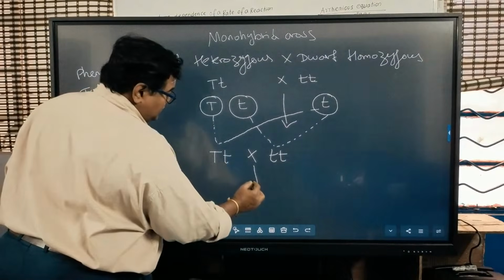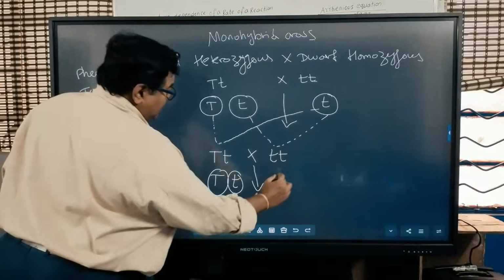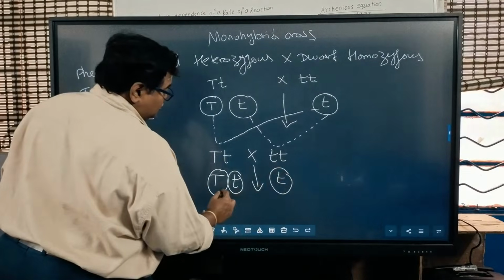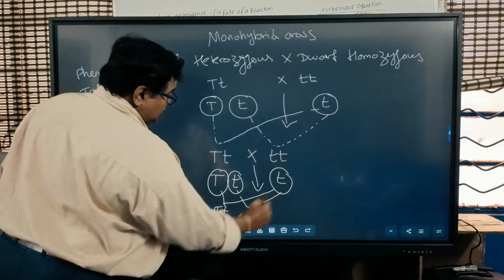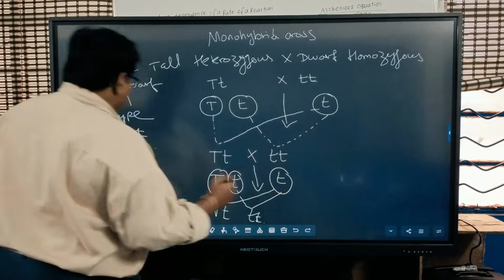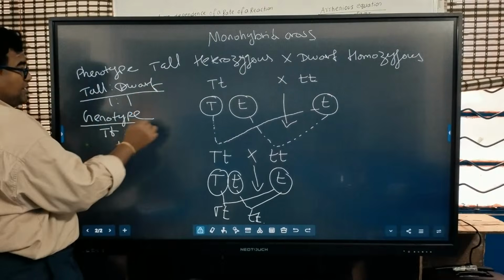Again back, this will make two types of gamete. You will be getting two types of gamete. So again back, here also you will be getting the gamete. So if I'm crossing, you'll be getting capital T, small t, and small t, small t. So here again back, here also I'm getting the tall dwarf and genotype.